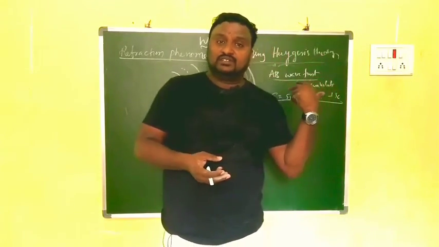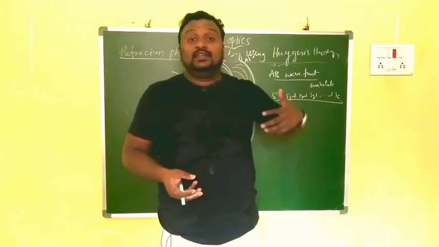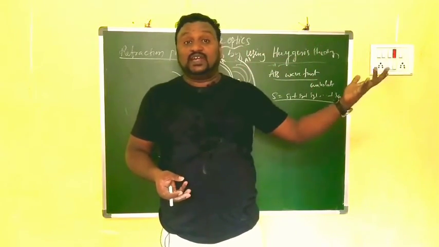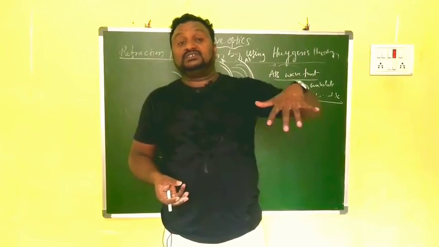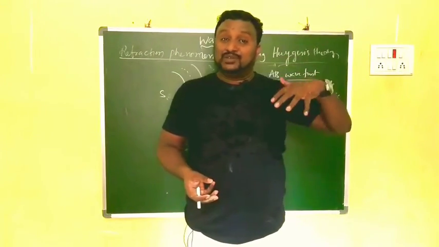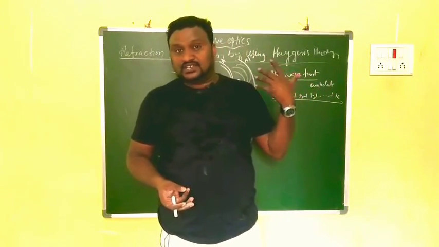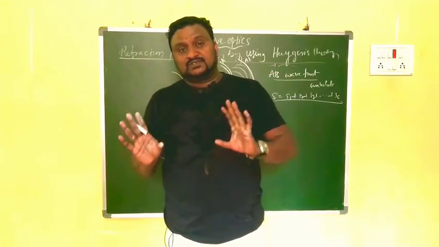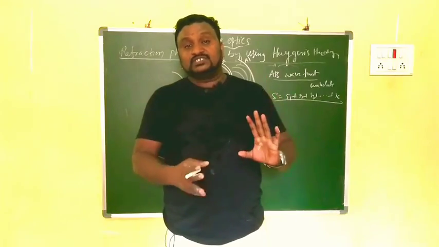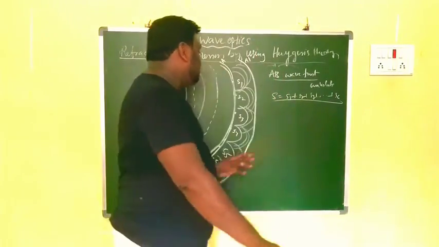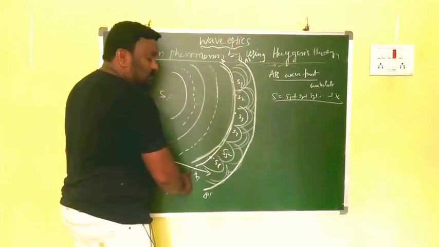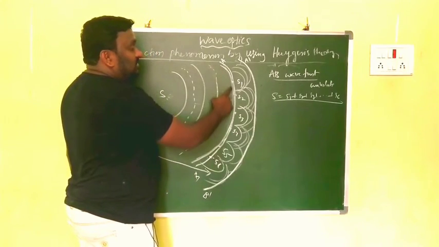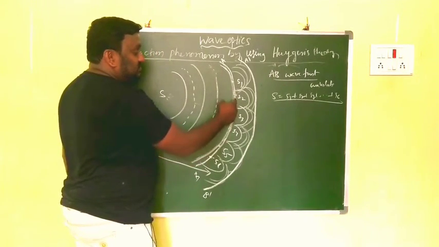By using this Huygens wave theory, now I am going to explain refraction of light. That means we can prove Snell's law by using this concept only. Clear, children? Very simple. According to Huygens, light is transmitted in the form of wavefronts. For example, here AB is the first wavefront. On that wavefront we have some points, S1, S2, S3, like that.